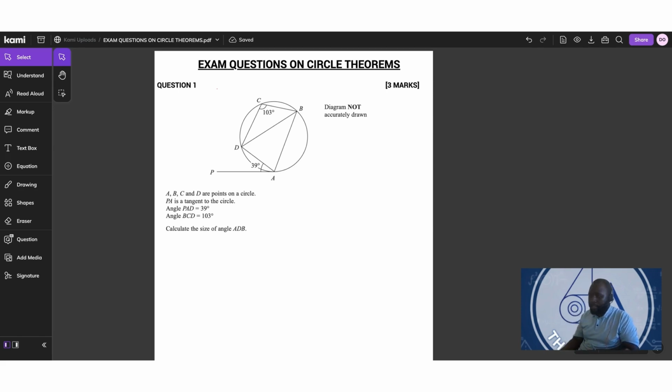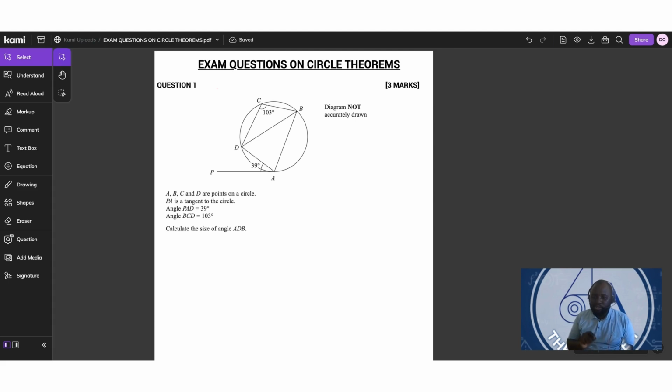So our first question is question 1. Now, if you look at this question, it just gives you the diagram and tells you that ABCD are points on a circle. PA is a tangent to the circle, so we are already being provided with the information that we will use to solve this question. Angle PAD is 39 degrees and angle BCD is 103 degrees. Now, this particular question is asking you to calculate the size of angle ADB.